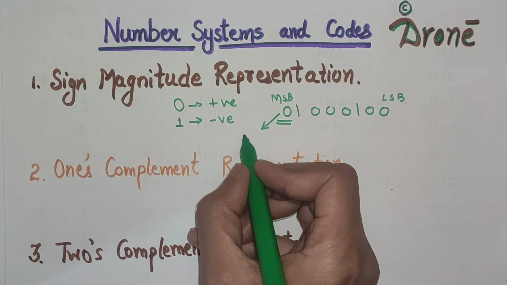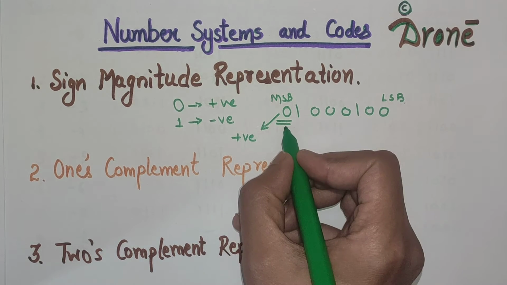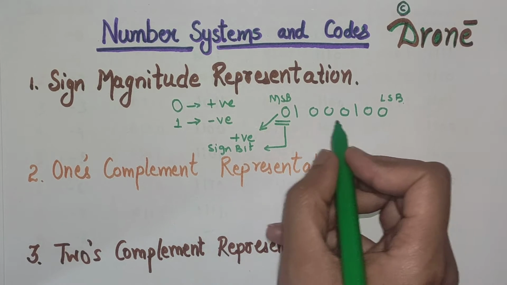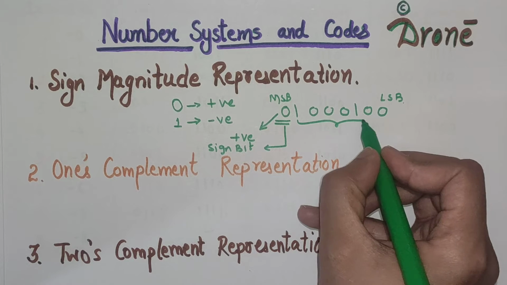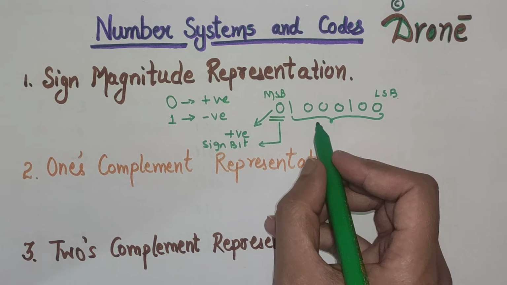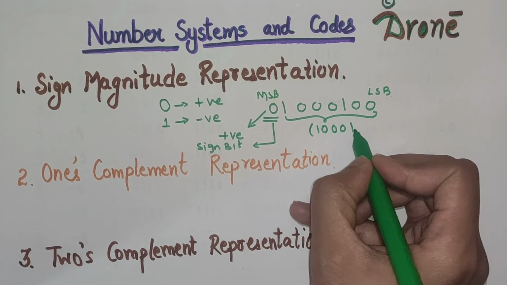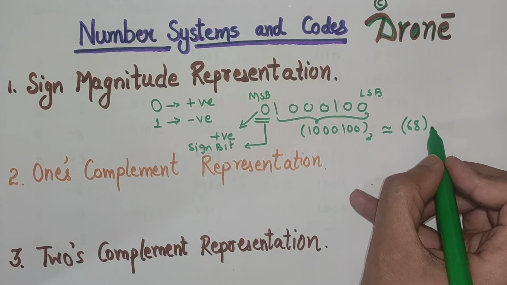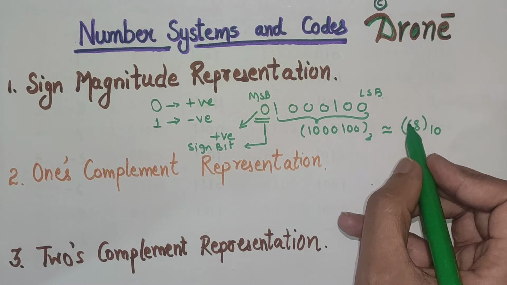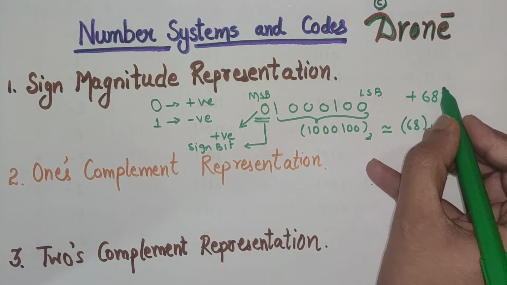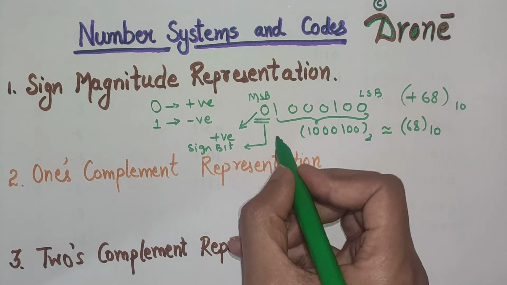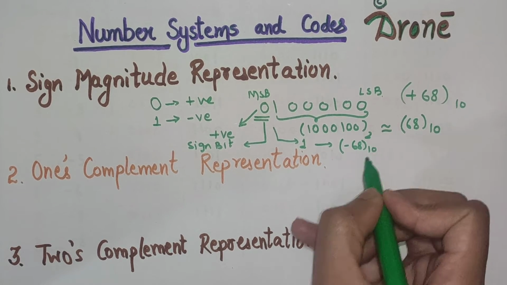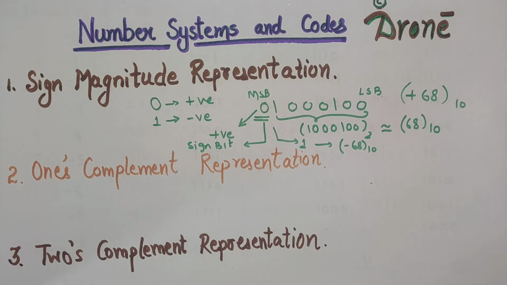So 0 represents the positive number. This implies that this is positive. So this bit is the sign bit. And now what is the value of this? The rest will determine the exact value in decimal. So 1000100 in binary is equivalent to 68 in decimal. So this number represents plus 68. If in place of 0 it was 1, then it would represent minus 68. So this is the simple sign magnitude representation.